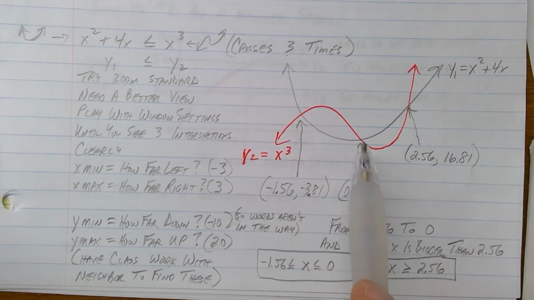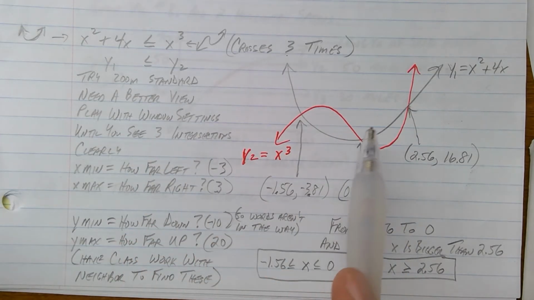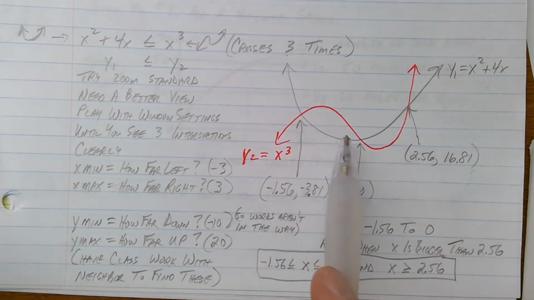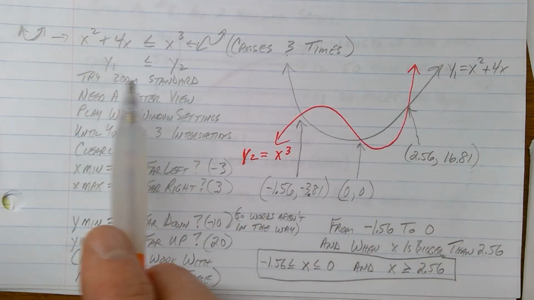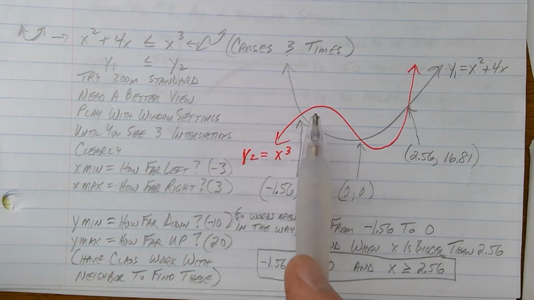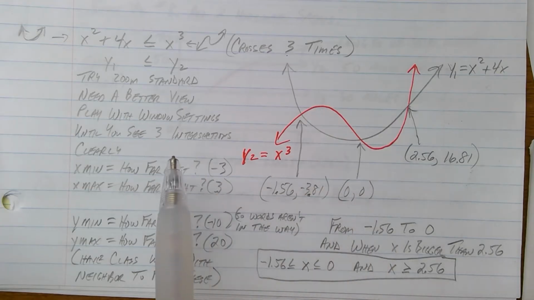Hardest part is finding the intersections. Now, if you use Zoom Standard, it'll do okay, but it won't show you all three intersections. Sometimes it'll show you one or two intersections, and then you have to go look for that third intersection. So for this particular problem, you just got to play with your window settings until you get a picture in your window that shows you all three intersections.